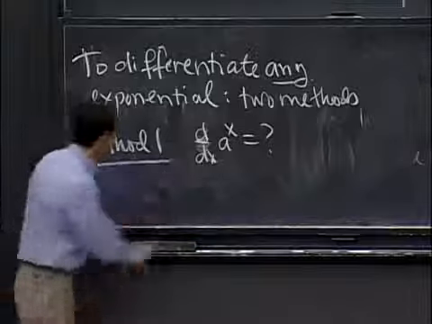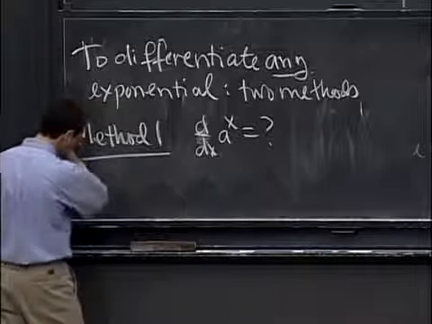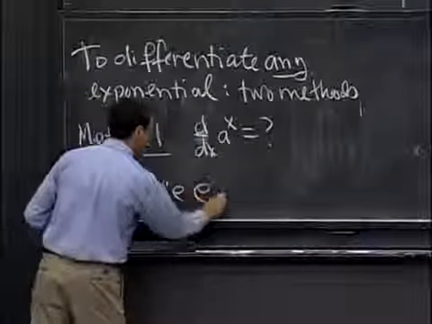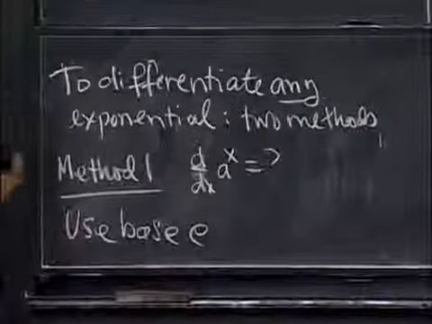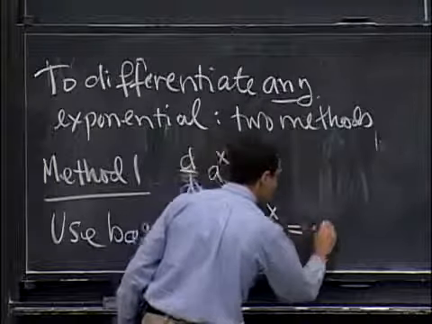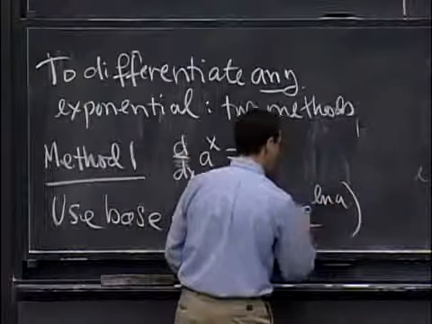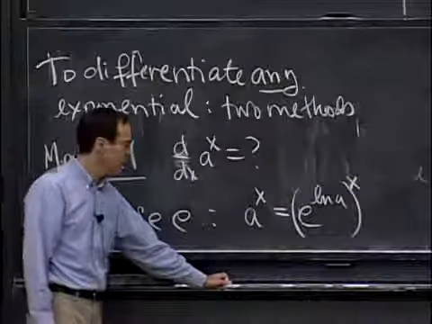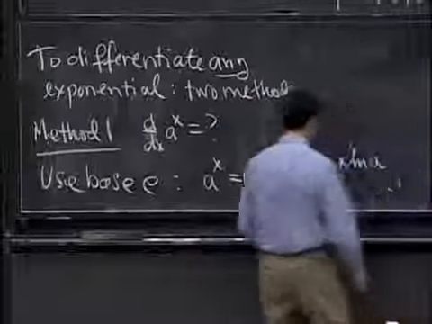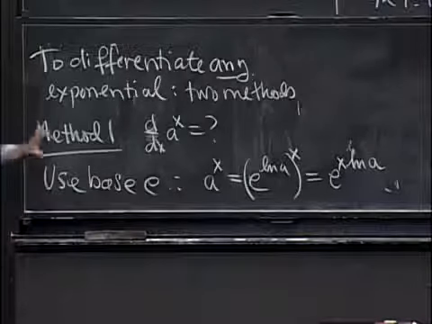Okay? So here it is. And here's the procedure. The method is to use base e, or convert to base e. So how do you convert to base e? Well, you write a to the x as e to some power. So what power is it? It's e to the power log a, to the power x. And that is just e to the x log a. All right, so we've made our conversion now to base e, an exponential of something.